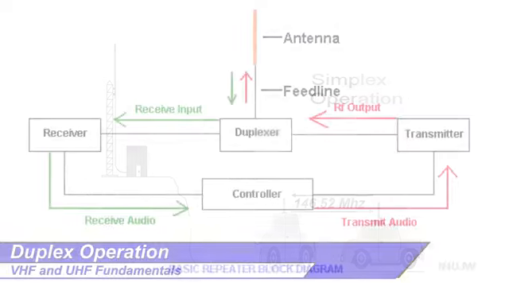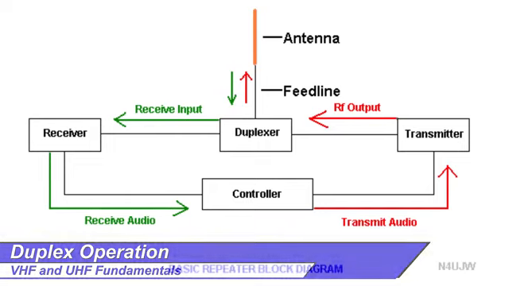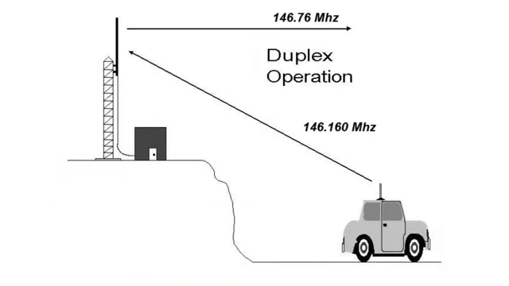So let's talk about duplex operation. Basically, the way duplex operation works is we transmit on one frequency and receive on another. The frequency we transmit on is the receive frequency for the repeater. Here's a basic repeater block diagram. It picks up the frequency that we're transmitting on, receives it, it comes through the duplexer, then it comes into the receiver. That receive audio goes to the controller, which turns on the transmitter and transmits the RF out through the duplexer. An example here would be on 2 meters. We transmit on 146.16 to the repeater. The repeater receives that signal and retransmits at 146.76.